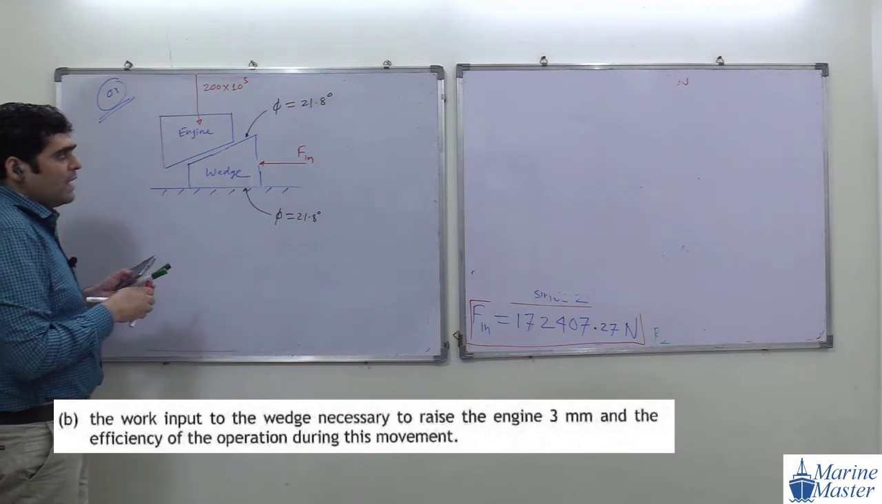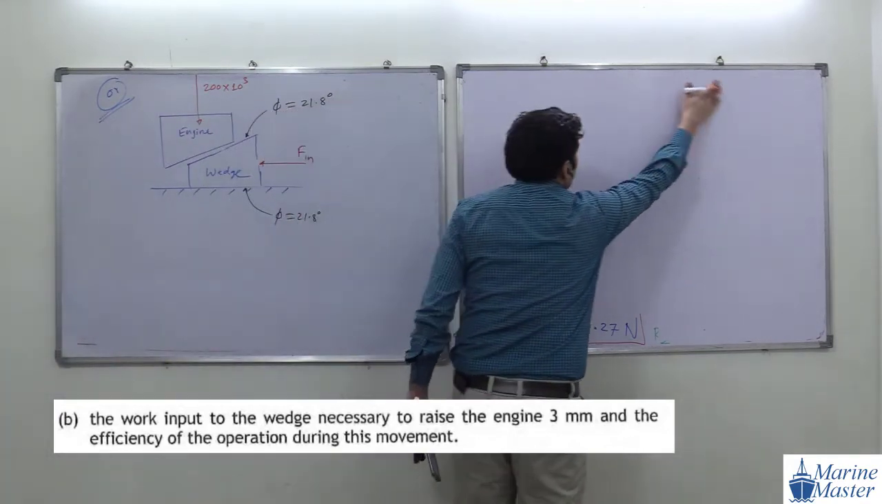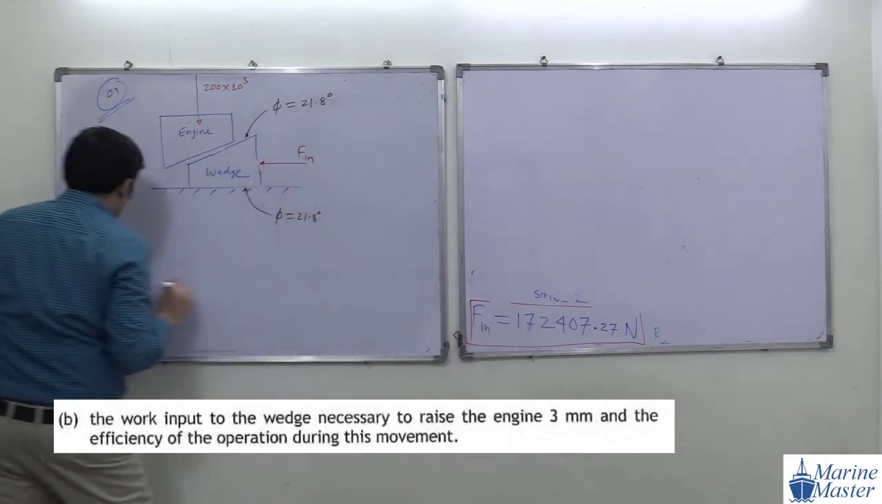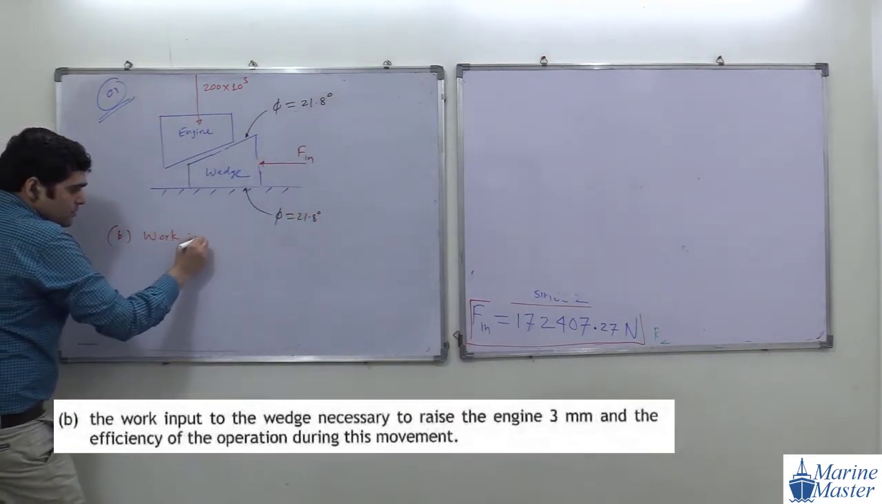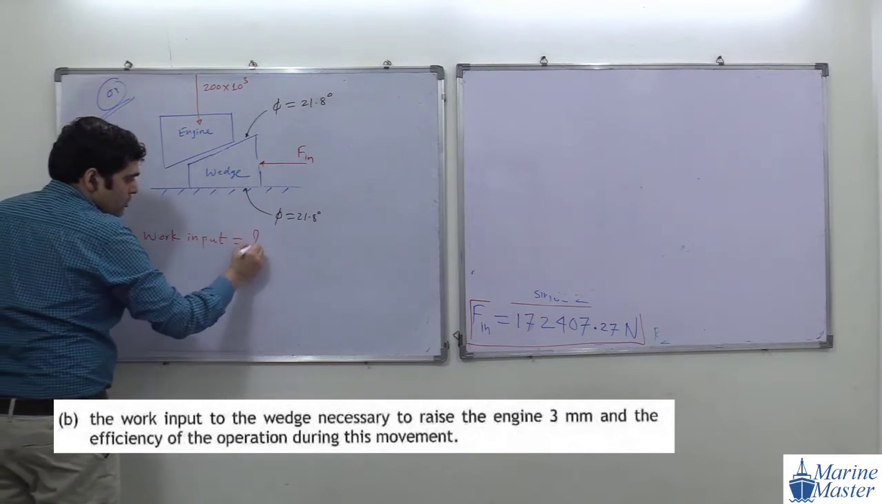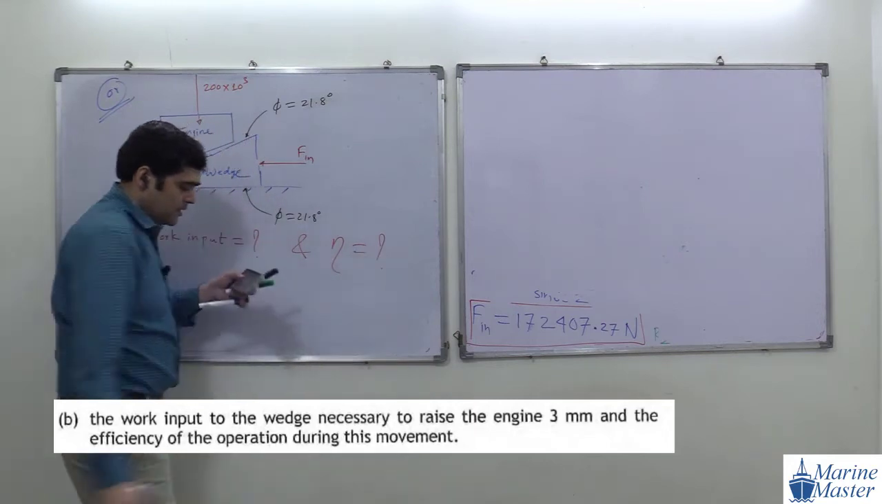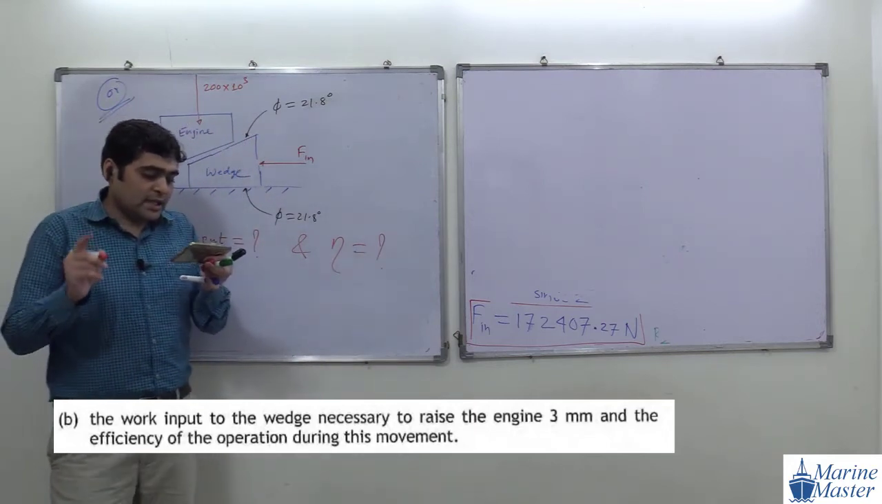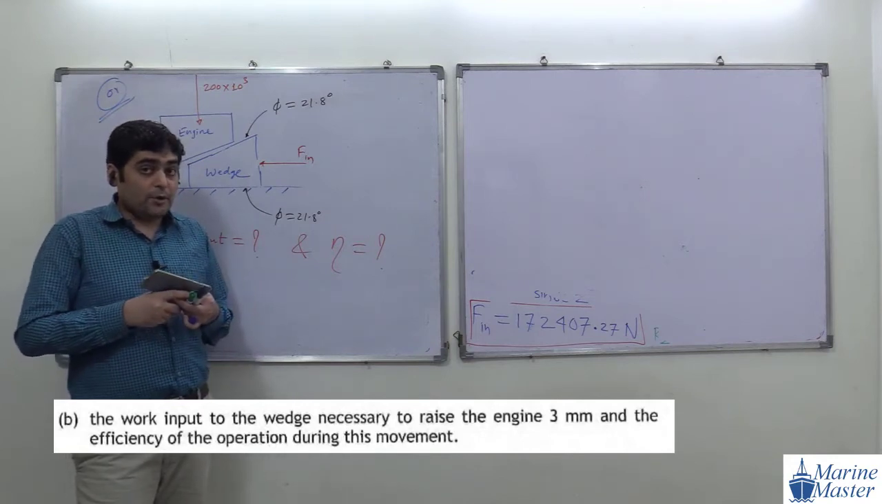In the B part, we have two targets. The first target of the B part is to find the work input. And the second target is the efficiency of the operation during movement. See the point here.